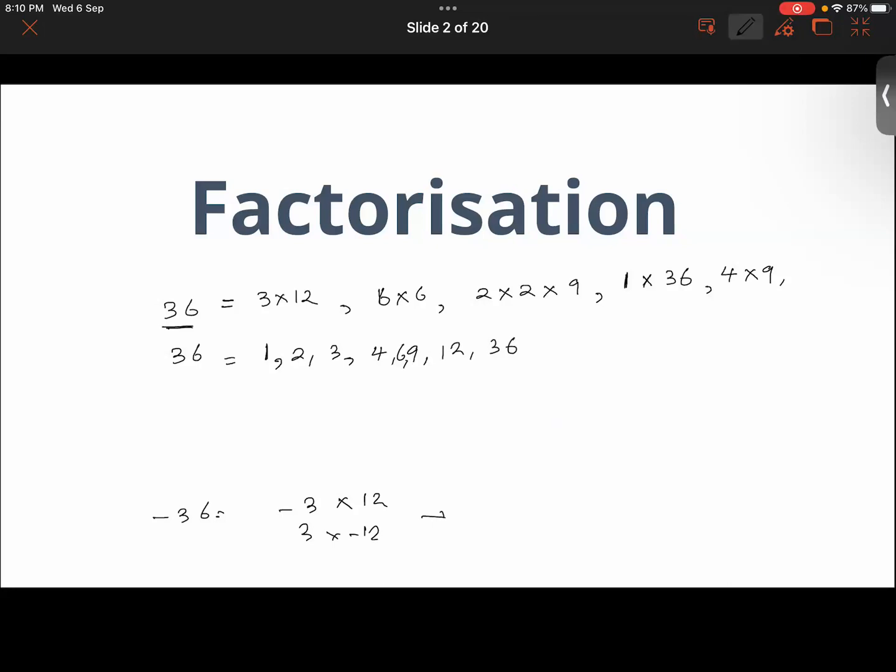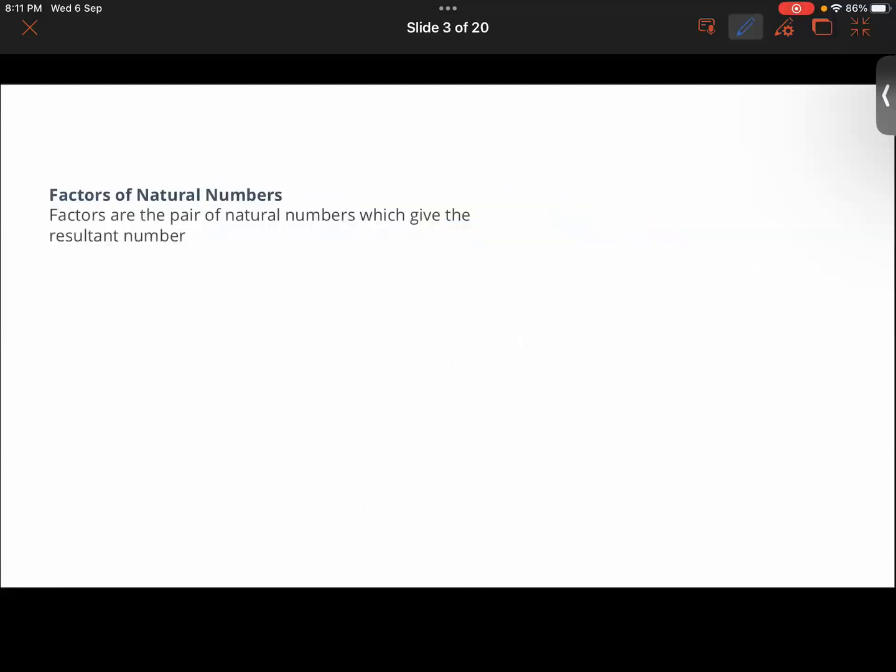So factorization is simply defined as when you get the product of two or more natural numbers, and that gives your resultant value. That is simply the concept of factorization. So factors of a natural number, we were discussing right now, is defined as the pair of natural numbers which give the resultant number. It could be a pair of 2, a pair of 3, or a pair of more than 3 as well.